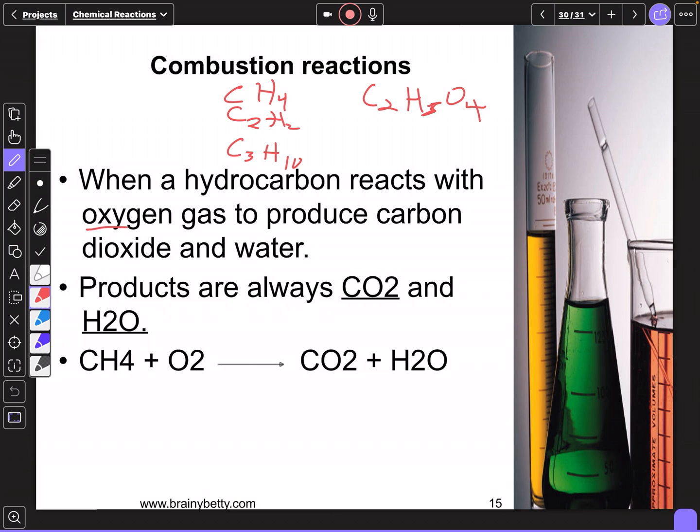So oxygen gas is always the other reactant. When we write oxygen gas, it's diatomic, so it's O2. It exists as two atoms combined in a molecule, but that is just one element, the element oxygen. And it produces carbon dioxide and water. Those are always your products. So you have a hydrocarbon, you have oxygen gas as a reactant, and if you look, CO2 and H2O are always your products.